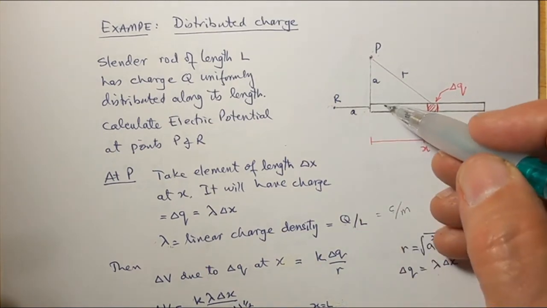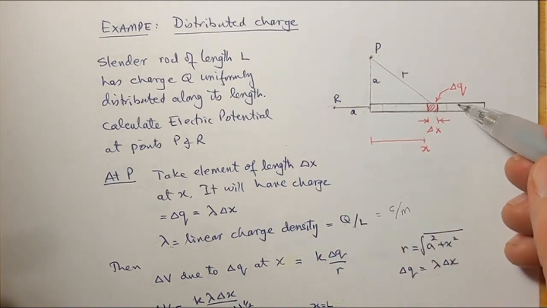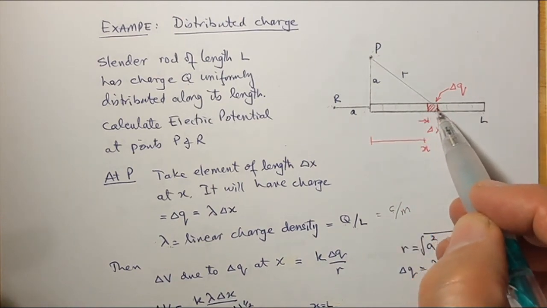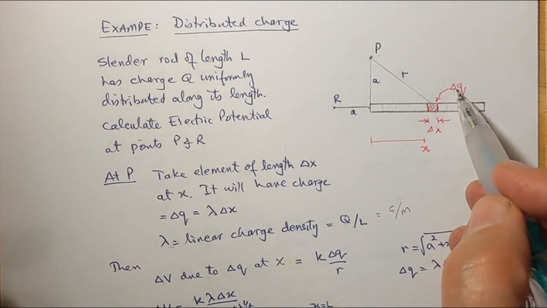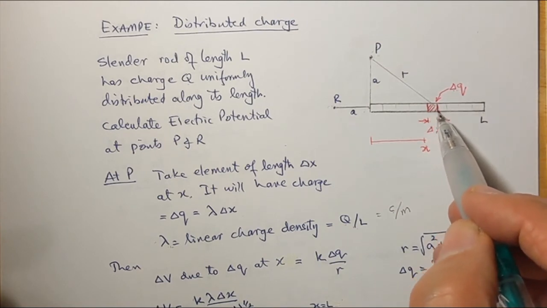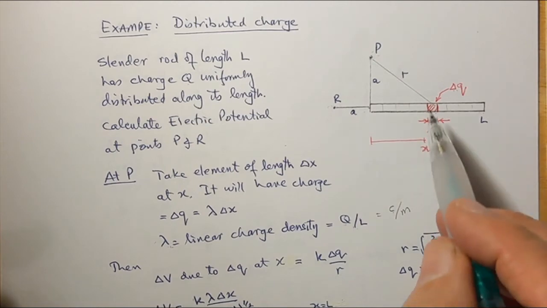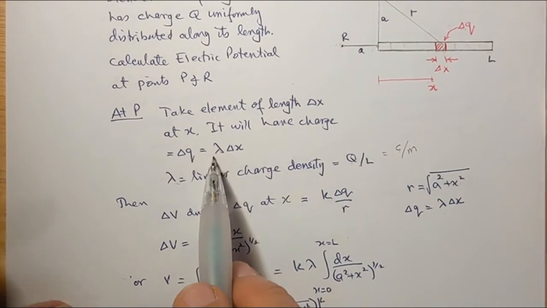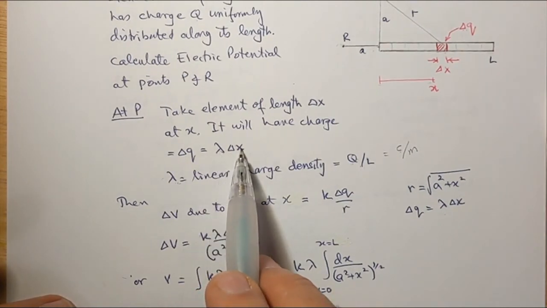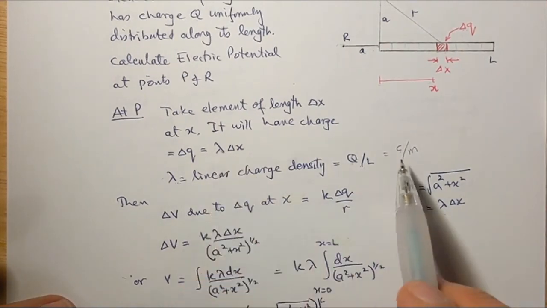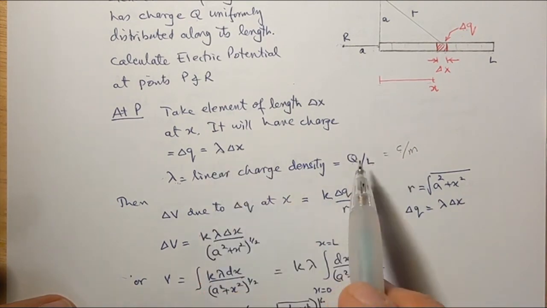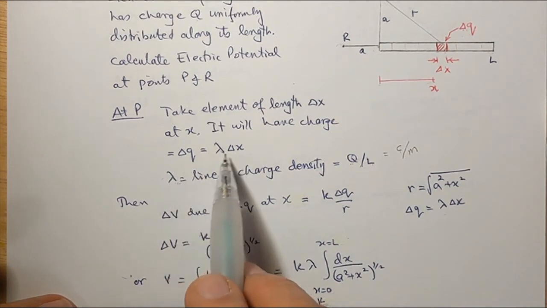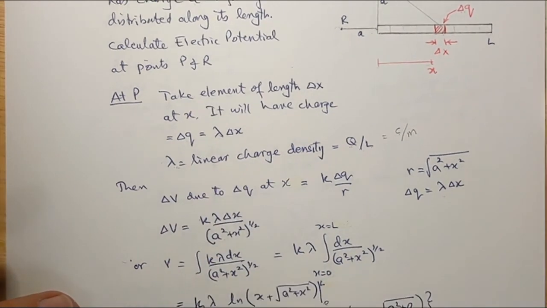Now to solve this, we break this up into a large number of small elements, and then we perform the integration. So one of these elements is here, and its charge is delta Q. The thickness or the length of this is delta X, and it's located at X. So delta Q is the charge density times delta X. The charge density is Q over L. So if we know the charge and the length, we know lambda, and so delta Q is a known value times delta X.